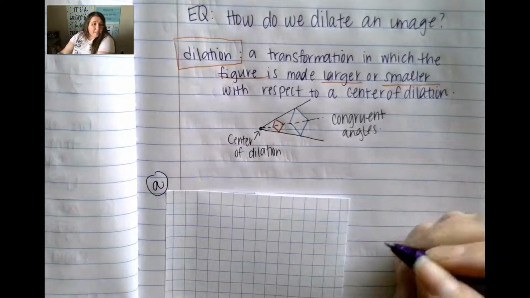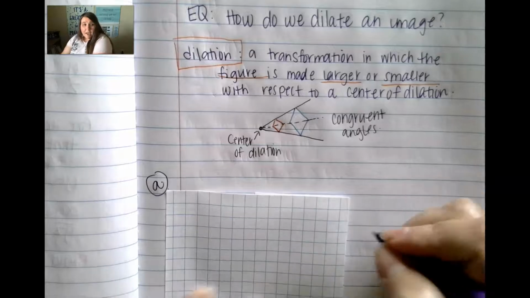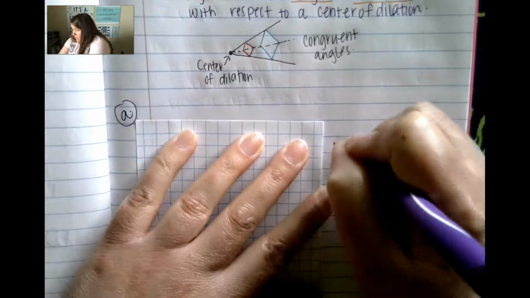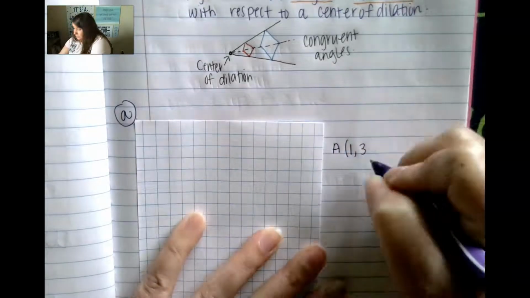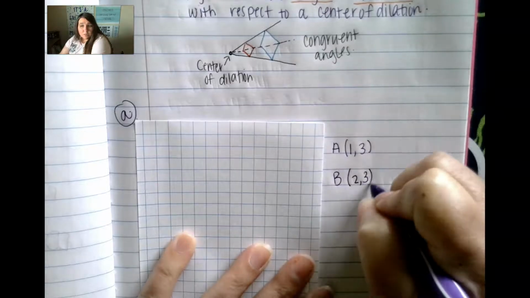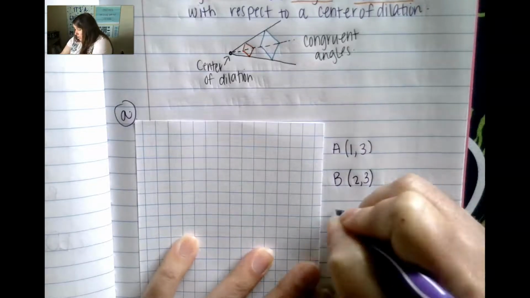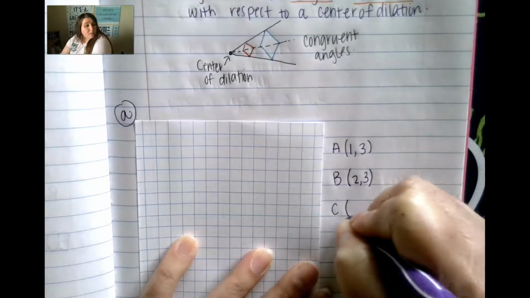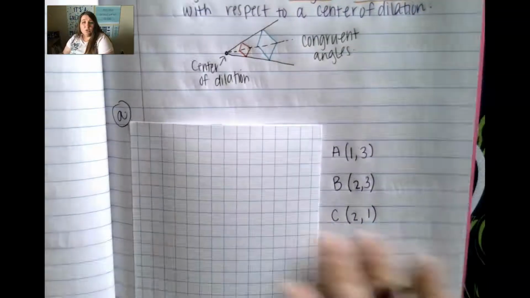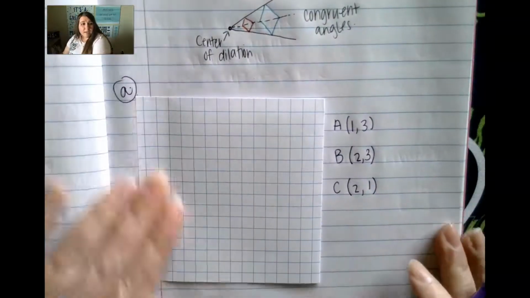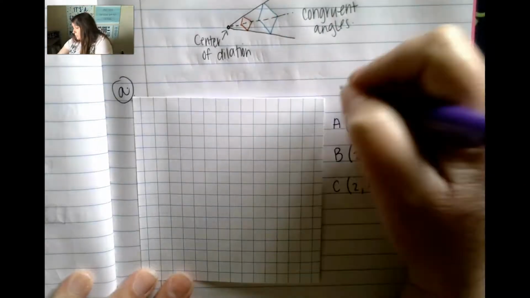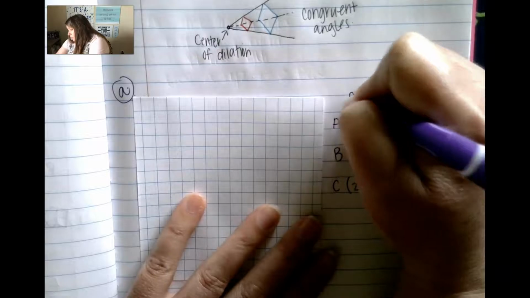And example A says that we have a triangle that has vertices A, which is (1, 3), B, which is (2, 3), and C, angle C, which is (2, 1). And they want us to enlarge this with a scale factor of 3. So scale factor of 3.